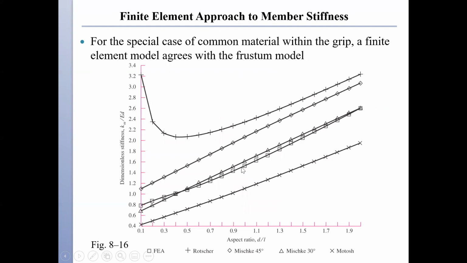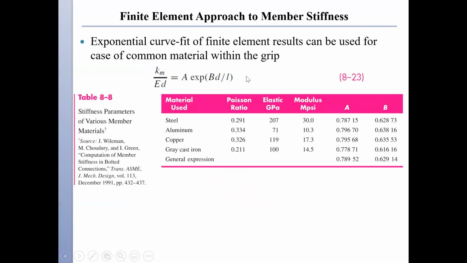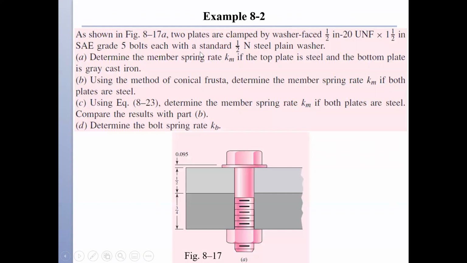Now, this equation and others were compared to that of a finite element model. And we found that, of course, none of them coincide, but they are within the range. There is even an exponential curve fit of a finite element result that can be used depending on the material used. And we can find these coefficients A and B and use this equation to find the stiffness of the member. I encourage you to please go over example 8.2 before you attempt to complete homework number 10.